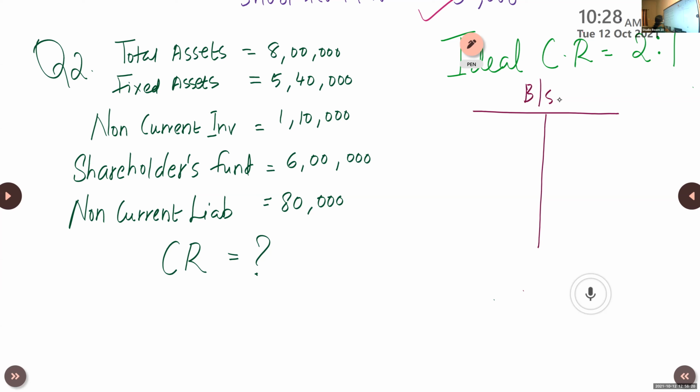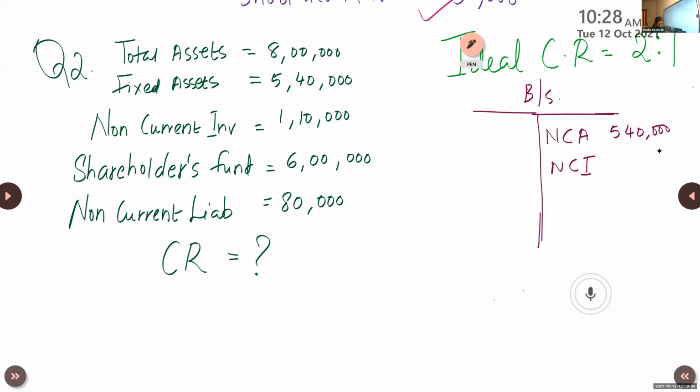So what is given to you? Non-current investment. That is non-current asset. Non-current investment is given to you. How much is that? 1,10,000. First, we'll write non-current asset. Fixed assets is there. First, we'll write fixed asset. Non-current asset is equal to, that is a fixed asset, 5,40,000. Then non-current investment is there. How much is that? 1,10,000. Okay. Anything else there?